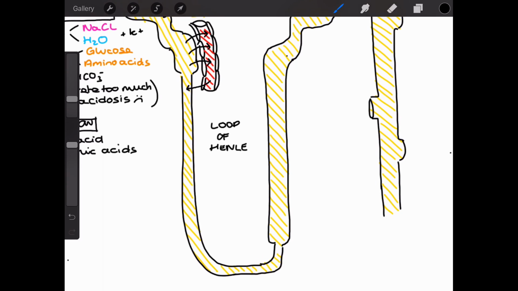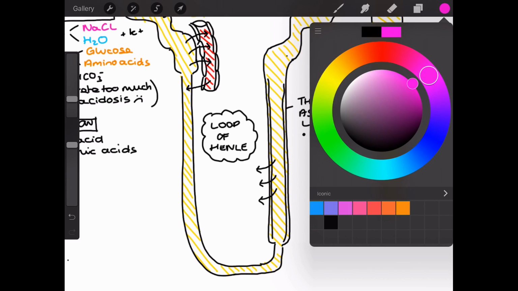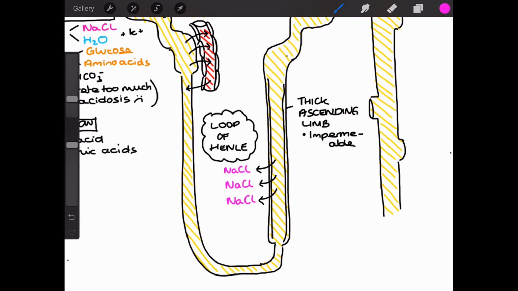So the next part of the nephron is the loop of Henle, and to explain this, it's best to start with the ascending limb, even though this is further down the line. So an important aspect of this is the fact that its walls are impermeable, and this will become clear in a minute. So what happens is sodium chloride is actively transported out of the thick ascending limb and into the interstitial fluid between the loops of Henle.